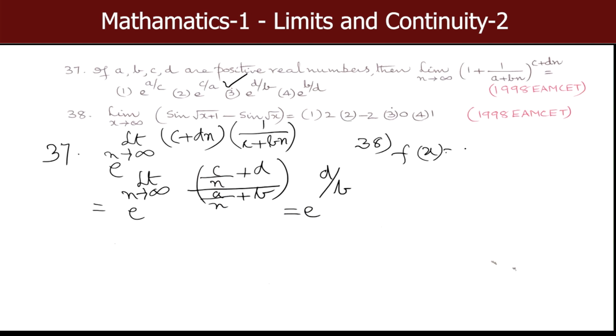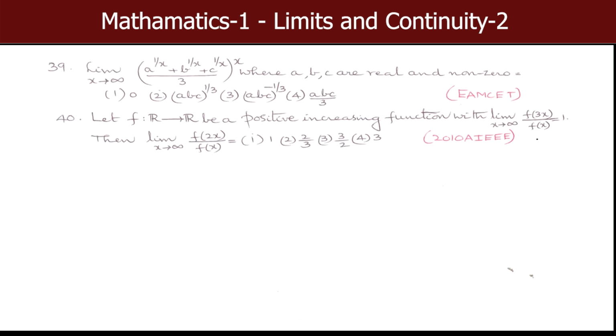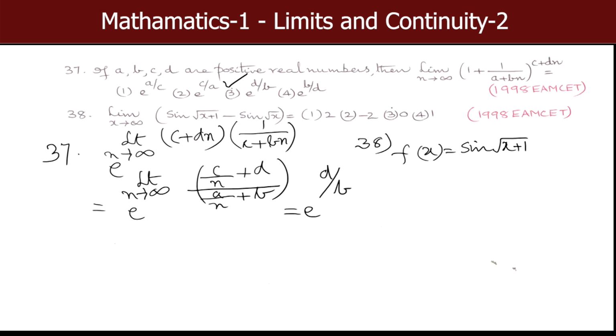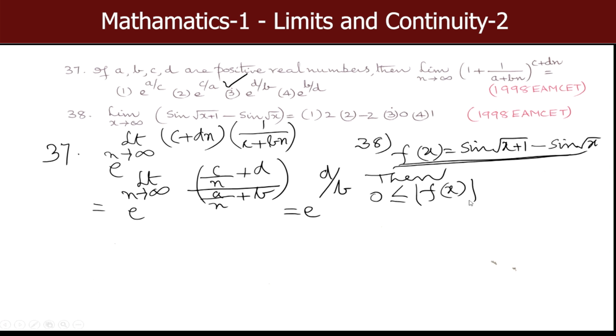I write f(x) as sin root (x plus 1) minus sin root x. This is my f(x). Then 0 is less than or equal to mod f(x), because mod f(x) is never negative. So, mod f(x) is always greater than or equal to 0.